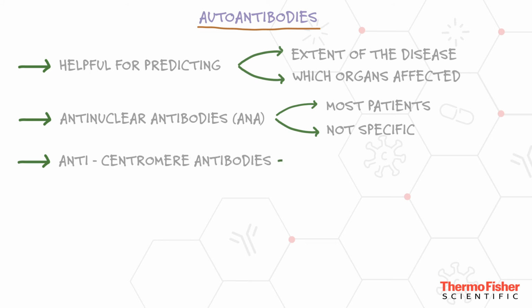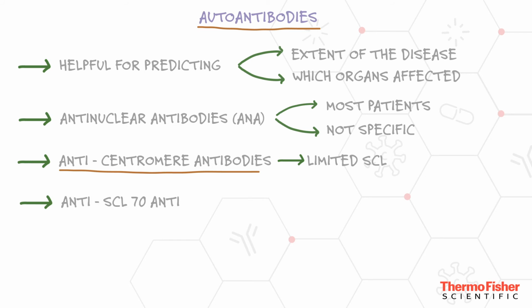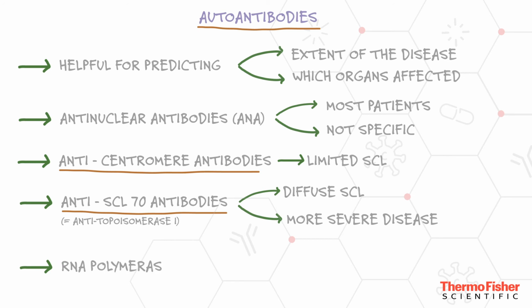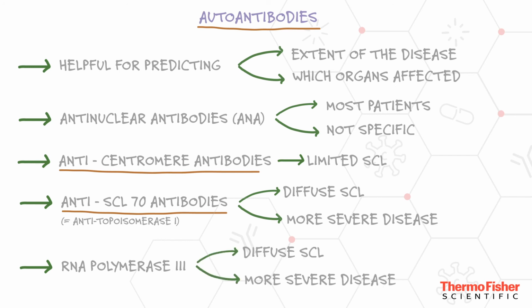Anti-centromere antibodies are mostly associated with limited cutaneous systemic sclerosis. Anti-SCL70 antibodies, also called anti-topoisomerase I, are mostly associated with diffuse cutaneous systemic sclerosis. They are associated with more severe disease. Anti-RNA polymerase III antibodies have a prognostic value. They are more frequent in patients with diffuse systemic sclerosis. Patients who have these antibodies show an increased risk for skin thickening, renal crisis, and malignancies, but do not show severe interstitial fibrosis.